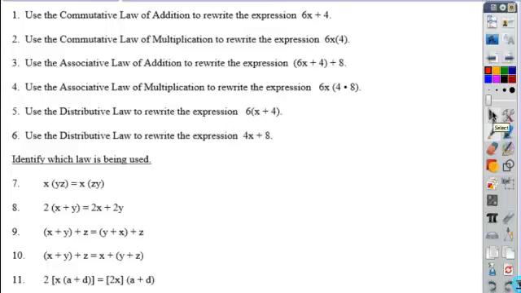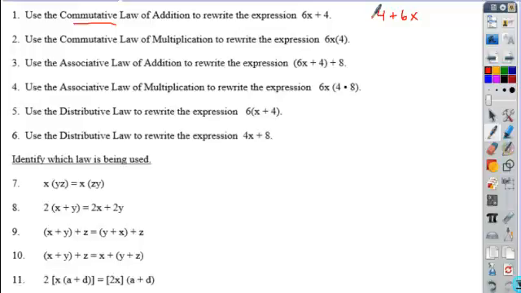How would you apply the commutative law or commutative property to that? Is it 4 plus 6x? Perfect. You simply rearrange the terms. That's the commutative aspect of that, and it's still addition, so you get 4 plus 6x. Very good. Okay. John, what about number 2?